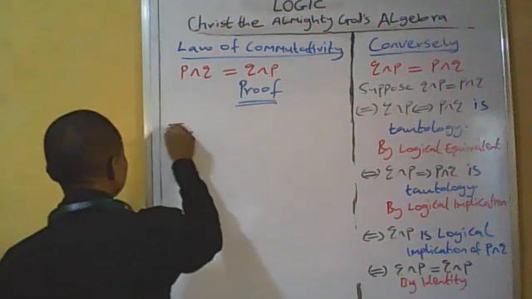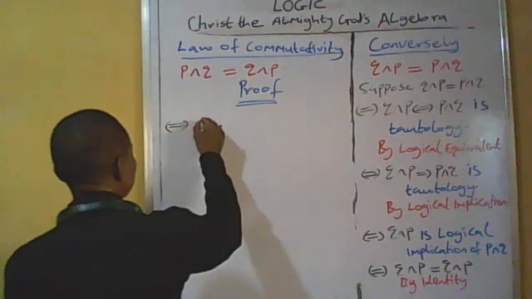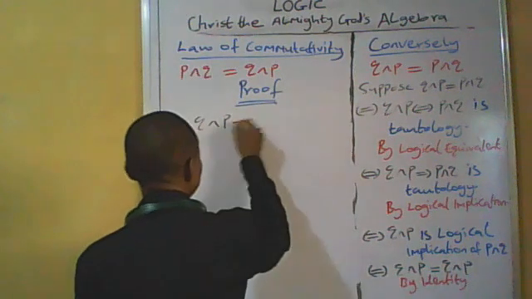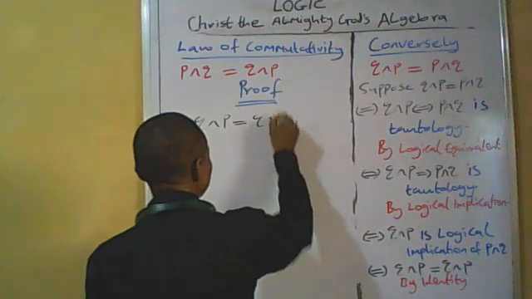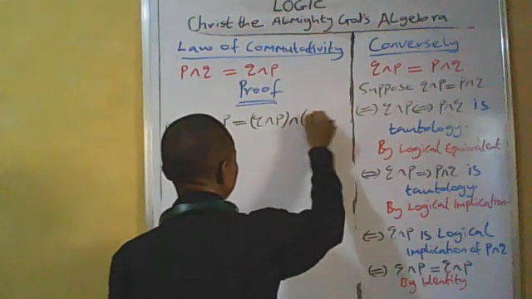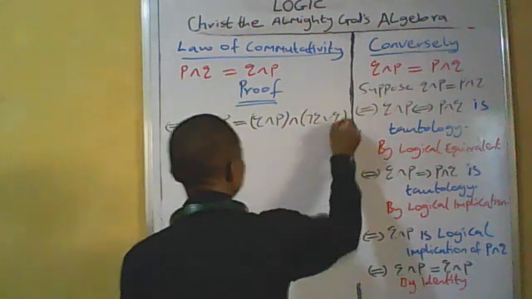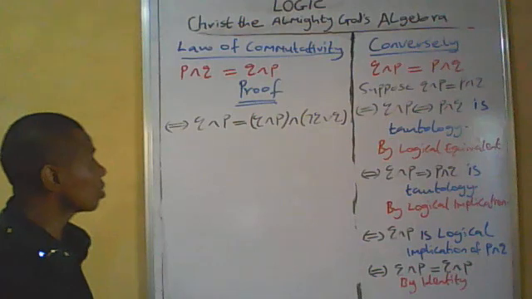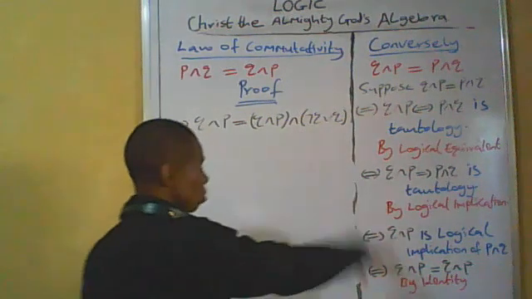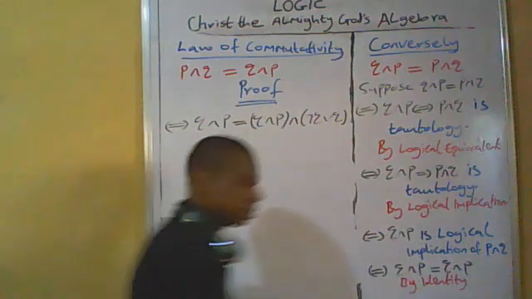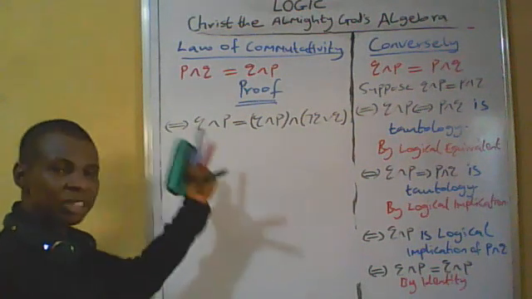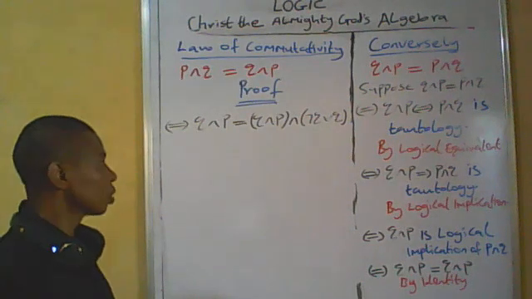So if and only if Q and P is equal to Q and P and bracket not Q or Q. You see that we have added not Q or Q to the right hand side of the equivalence, and it is still logically equivalent to the left hand side of the equation. So it's still equivalent.